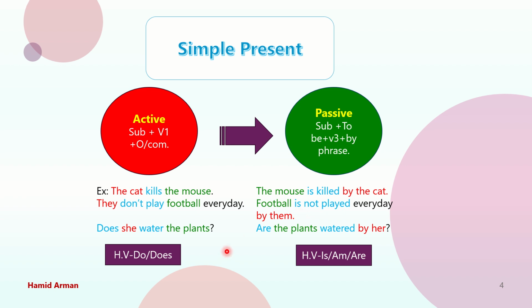And then the third example, does she water the plants? She is the subject, water is the verb, and the plants is the object. Are the plants watered by her? So this time we use are because the plants is plural. When we use a plural subject, we use are. In active voice, we use do or does as a helping verb to change our sentences into negative and question, but in passive voice, we use is, am, are to change our sentences into negative and question form.